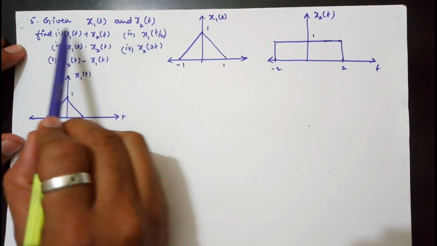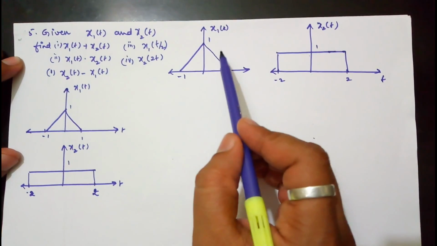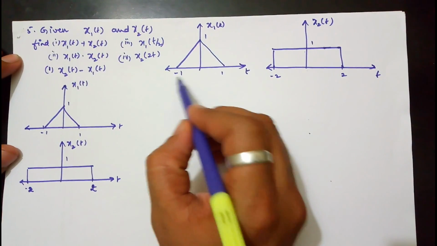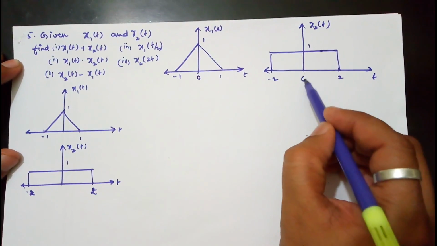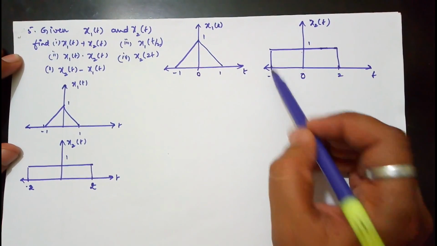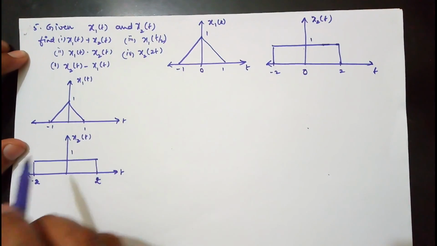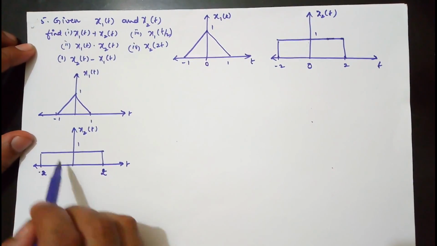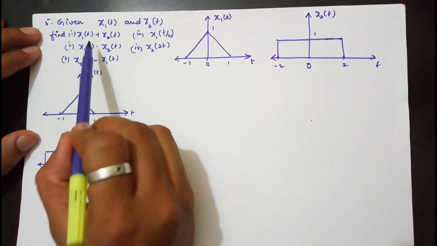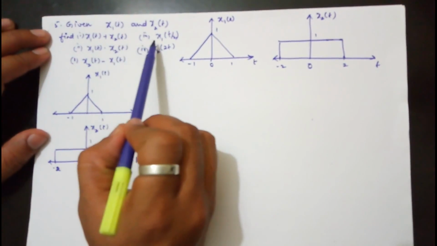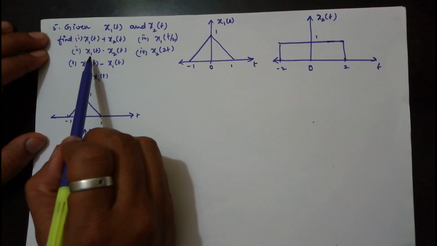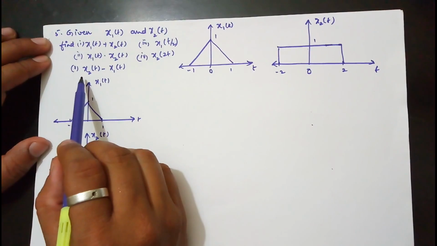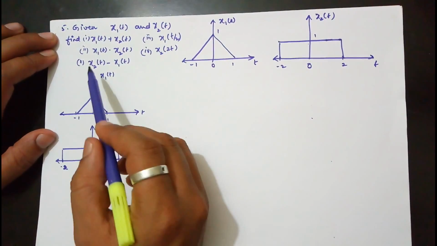So in this problem, you are given x1 of t and x2 of t, where x1 of t is this triangular waveform which extends from -1 to 1, and x2 of t is a rectangular waveform which exists from -2 to 2. Now I have redrawn x1 of t and x2 of t according to some specific scale. Now you are asked to find x1 of t plus x2 of t, x1 of t by 2, x1 of t into x2 of t, then x2 of 2t, then the subtraction of x1 of t from x2 of t.